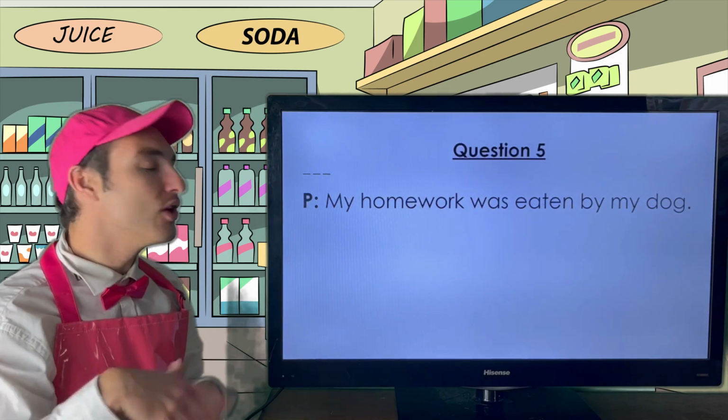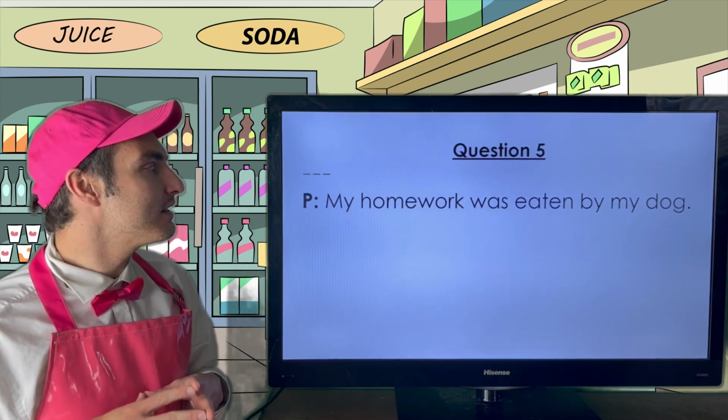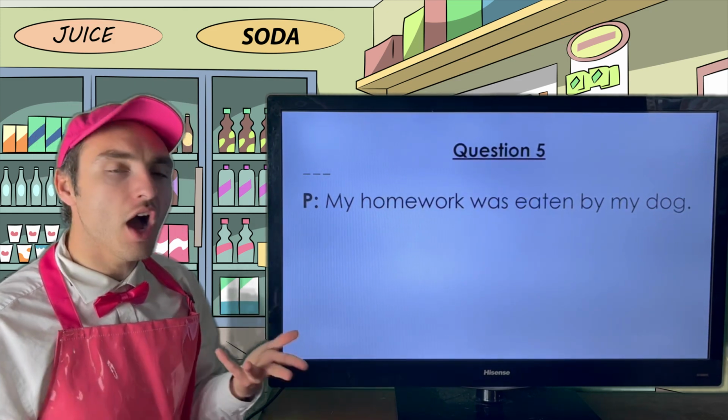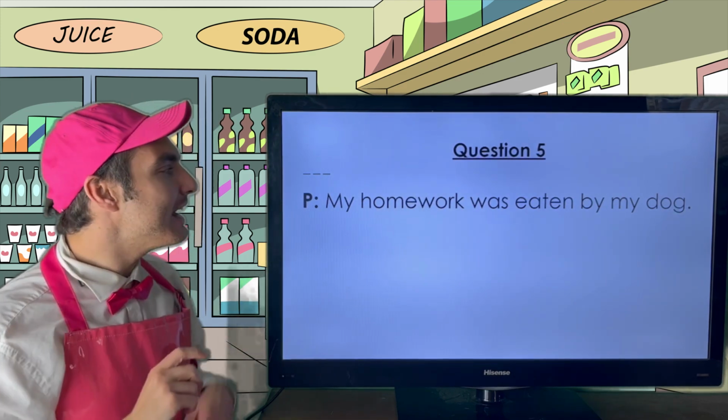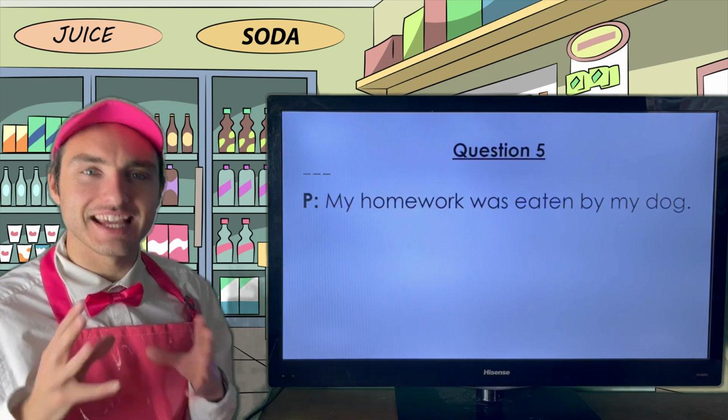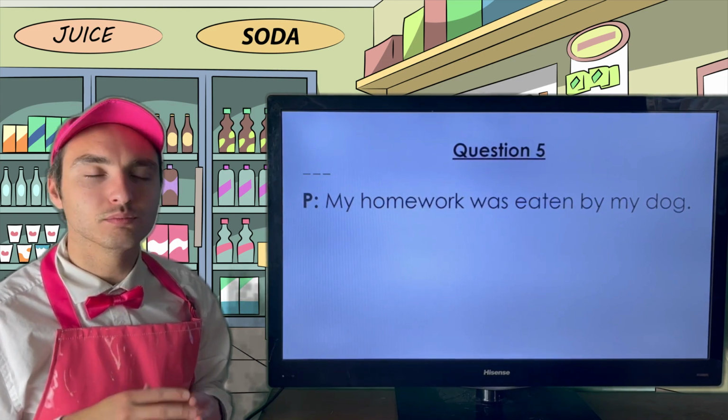Question 5. We have the passive voice sentence, my homework was eaten by my dog. Go ahead and turn this passive sentence into an active voice one.